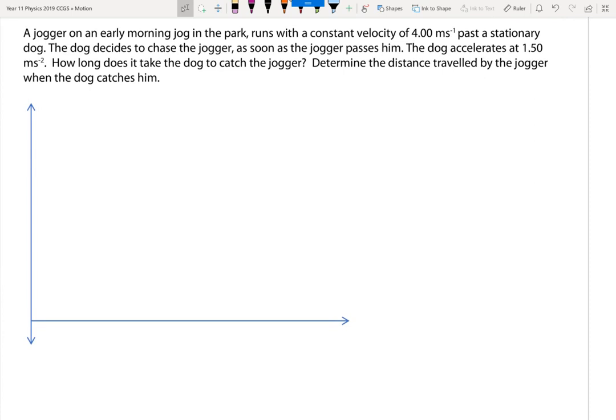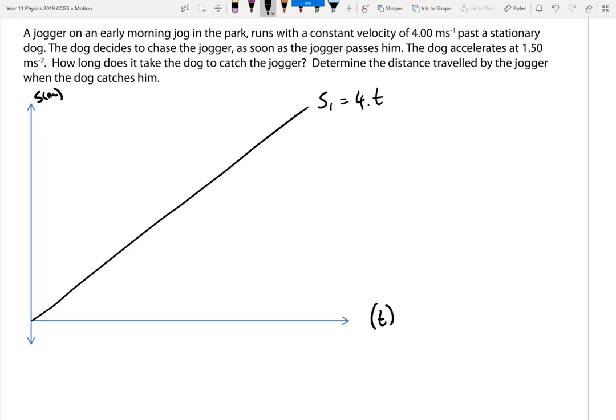Okay. This is now a constant velocity with an acceleration. So now we can go with s in meters, time in seconds. We have an early morning jogger with a constant velocity of 4 times time. The stationary dog, that's handy. That makes our quadratic equation, or SUVAT equation, a lot easier. Decides to chase as soon as the jogger passes. So they're in the same spot at the same time. We're going to draw a quadratic like that. Okay?